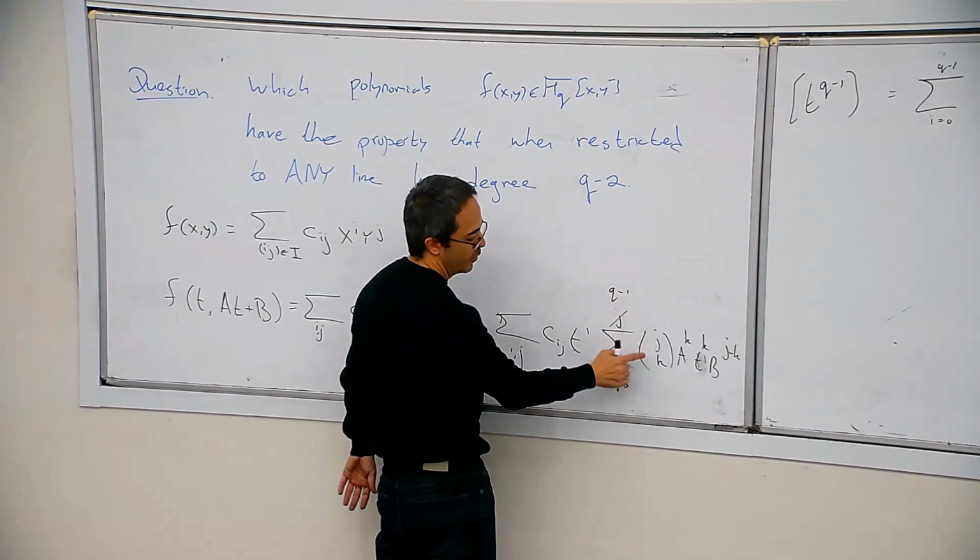So these are the monomials. We'll take x to the i, y to the j as a basis element, as long as this holds. The question is how many of those do you have? It's not clear.